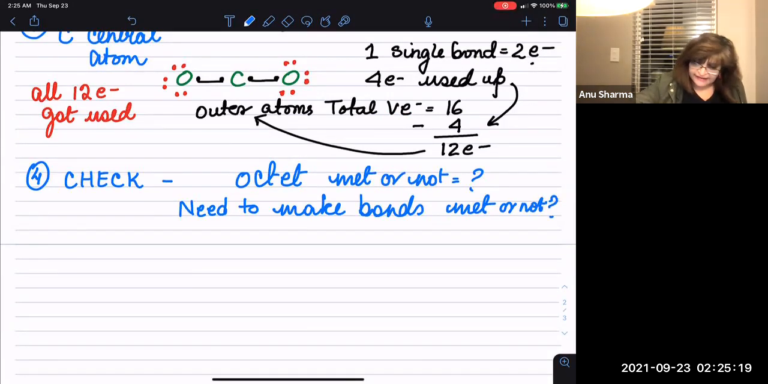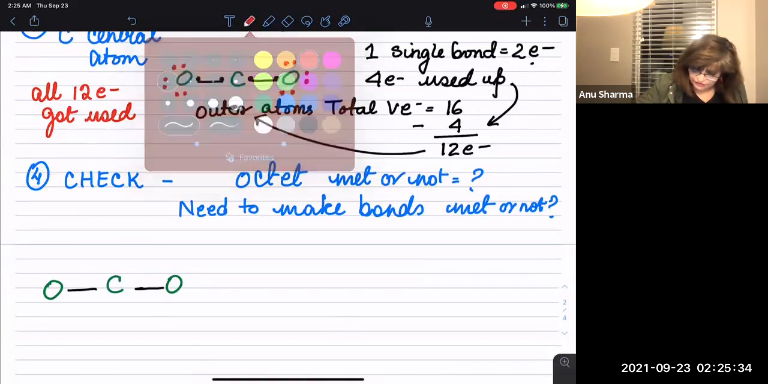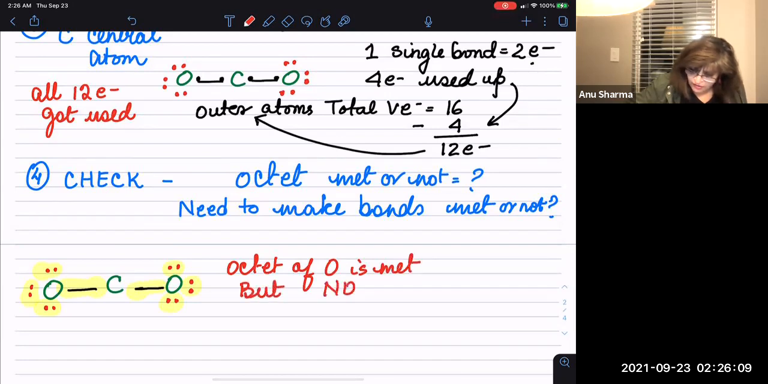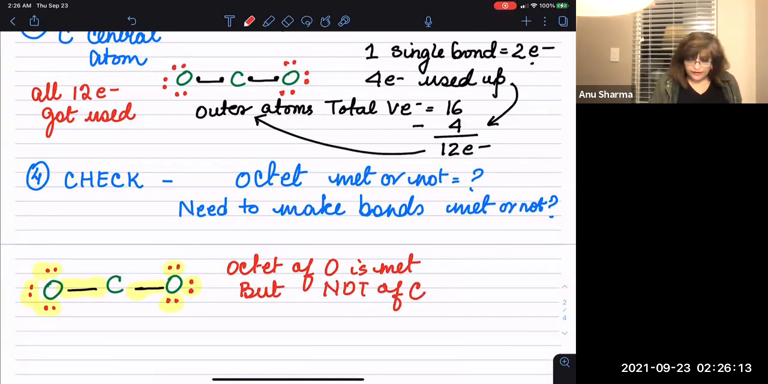Okay, so we see that in this structure, let's draw it again. So you have carbon and you have oxygen and you have another oxygen and you have one single bond here. And these electrons, 1, 2, 3, 4, 5, 6, 7, 8, 9, 10, 11, 12. So we see that, yes, the octet of oxygen is met. This oxygen has 6 electrons and then 7, 8. So the octet of oxygen is met, but not of carbon, right? So every single octet should be met.